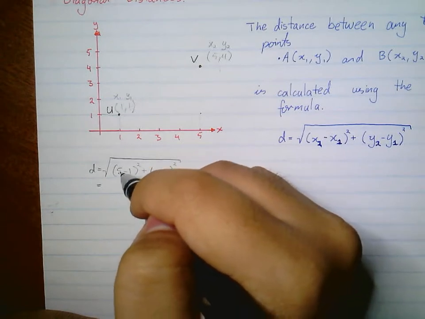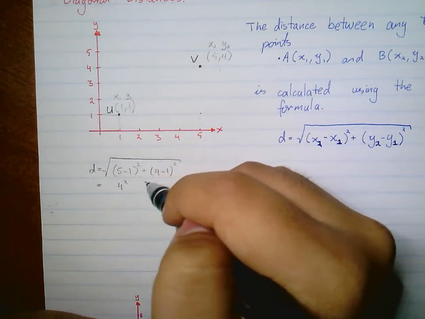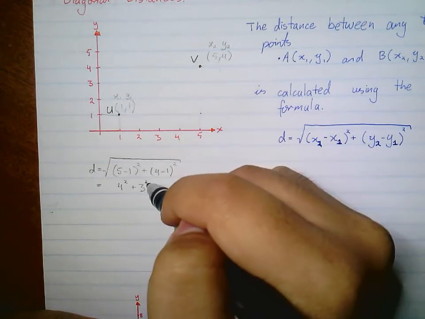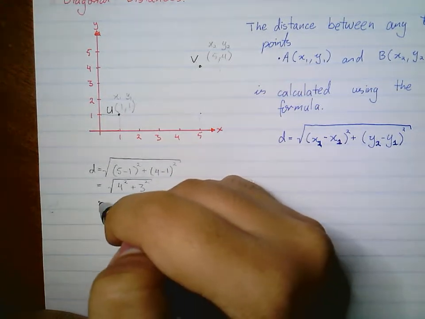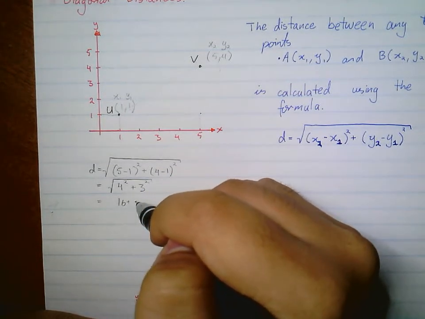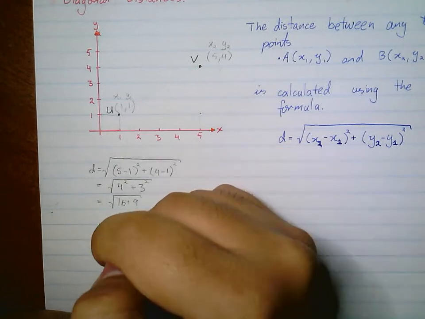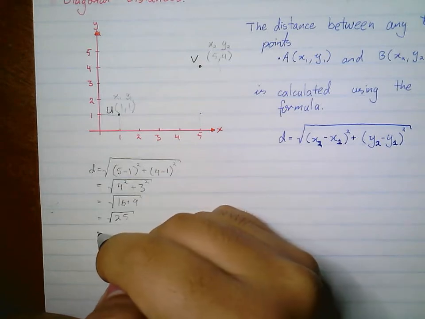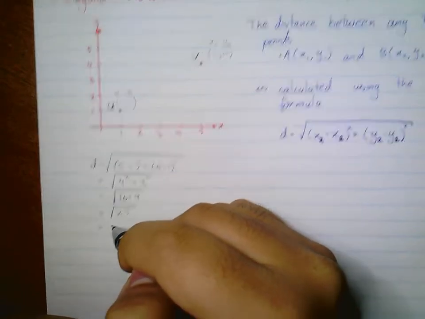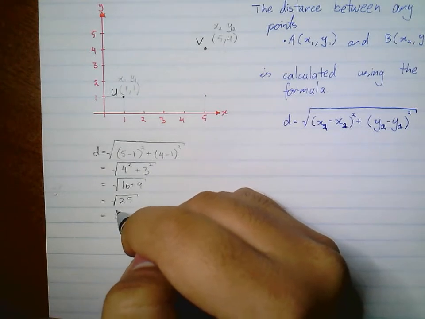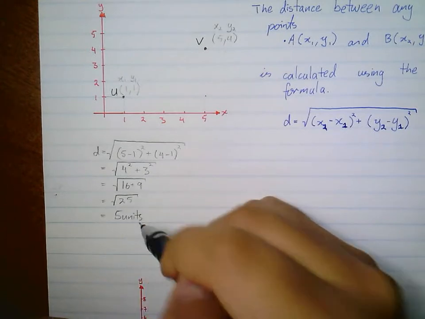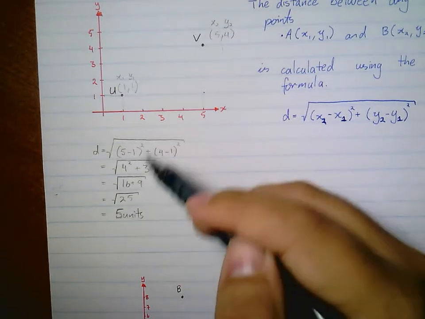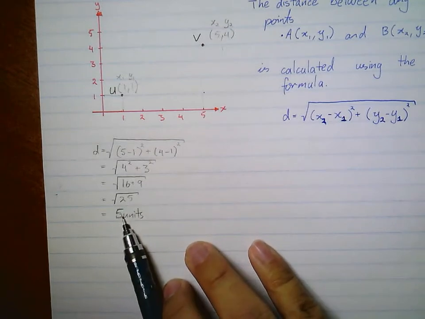So this is 5 minus 1 is 4 squared plus 4 minus 1 is 3 squared, all square root. That gives me 16 plus 9, square root still there. That's square root of 25, which gives me a distance of 5 units. In this example, we're down to a nice whole number, but these normally aren't whole numbers.